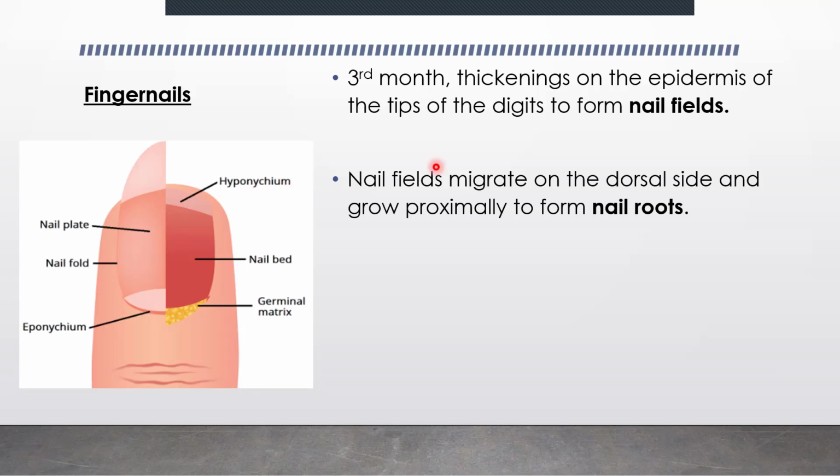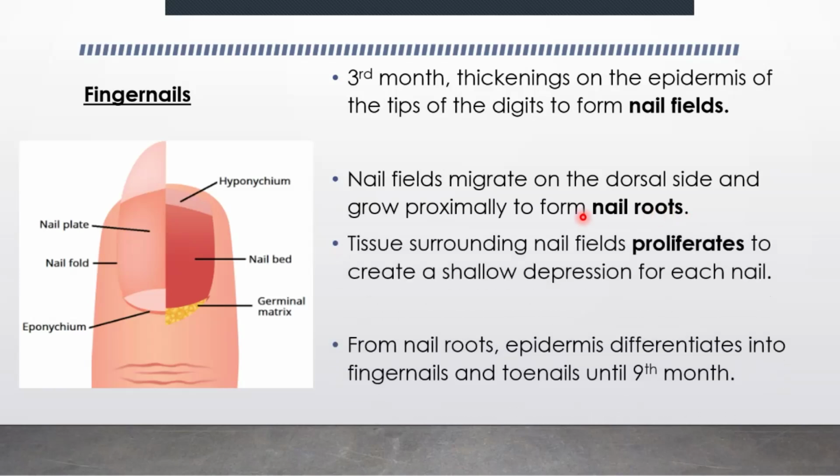Between the third month, we'll have thickenings of the epidermis of the tips of the digits. We have tips of the digits, which have a palmar aspect and a dorsal aspect. On the tips, you'll have formation of nail fields. Then these nail fields migrate towards the dorsal side of the digit and grow proximally to form the nail roots.